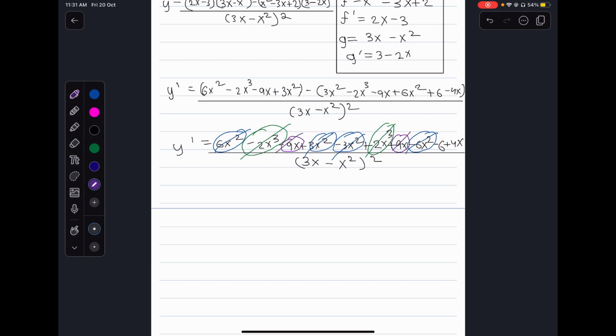And the only terms we are left with now are these. Negative 6 plus 4x, or you can also write this as 4x minus 6. And then the denominator stays exactly the same. And this should be your final answer. Now again, if you want, you can also write this as, but keep the denominator exactly the same, and this is also correct.